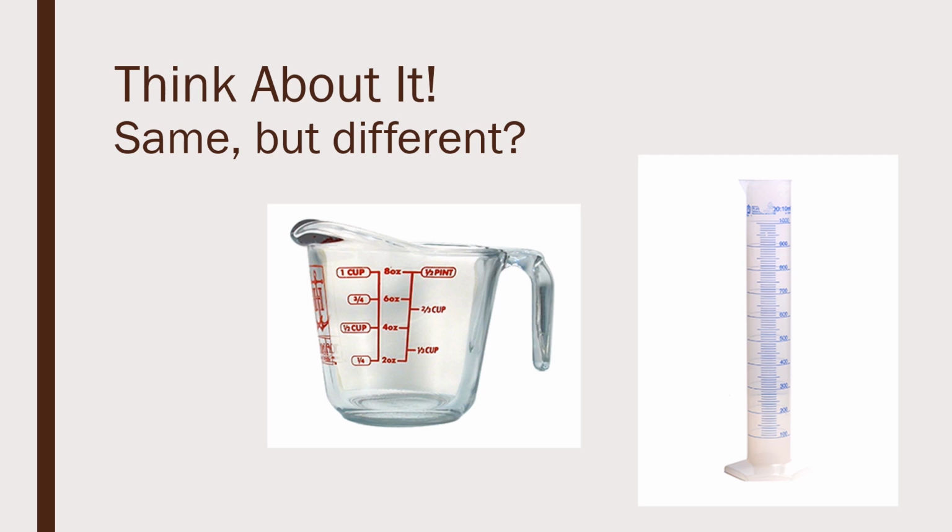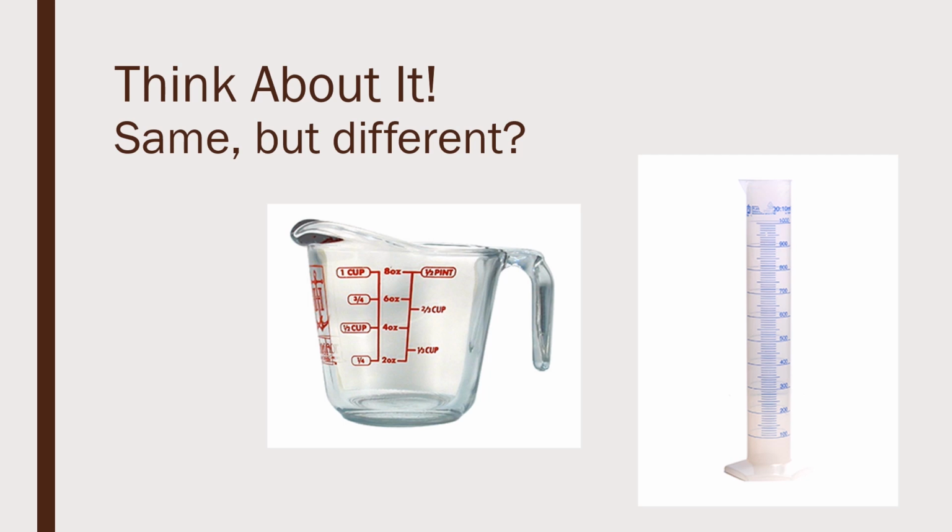All right, so before we get started, let's take a look at both of these images and what can you tell that's the same and what can you tell that's different? So I see that they're both containers, that they most likely hold liquid. They both have lines all over them. They both have numbers, maybe some words.